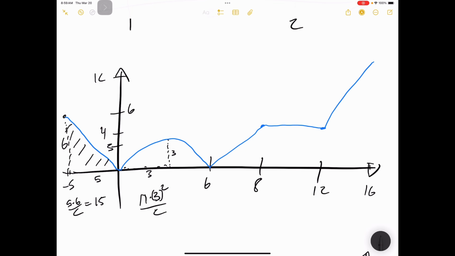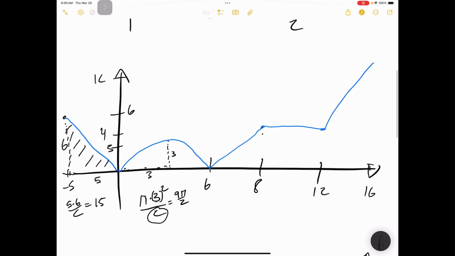Now keep in mind I did the divided by 2 not because the area of a circle is pi r squared over 2, but because the area of half of a circle is pi r squared divided by 2. And so in this case we get 9 pi over 2.